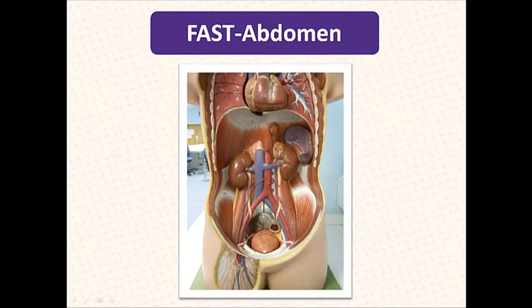The goal of the FAST exam is to look for free fluid in the peritoneal cavity. In the setting of trauma, this is presumed to be blood or hemoperitoneum. While this is not always the case and false positives are possible, in the trauma setting, assuming the fluid you are seeing is blood and acting accordingly is the safe call.